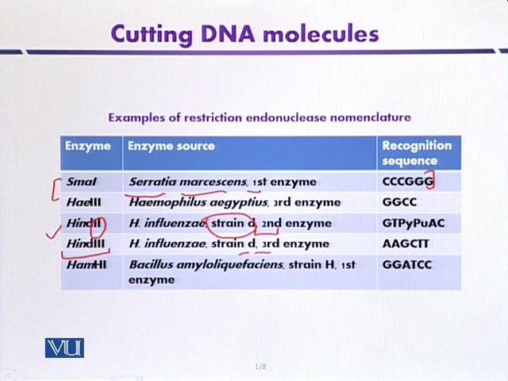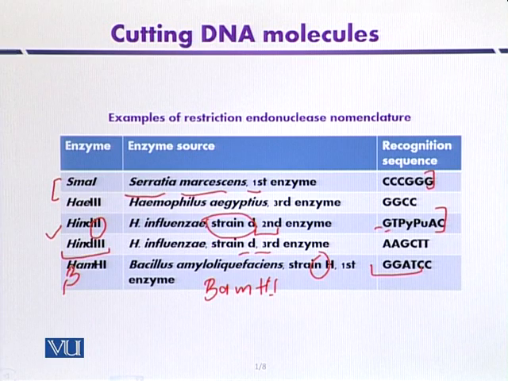Then another important enzyme is BAMH1. The B is from Bacillus, AM from amyloliquefaciens, the strain is H, and it is the first enzyme that was isolated. So this enzyme is BAMH1, and this is the recognition sequence that it recognizes, a 6 base pair sequence, GGATCC.